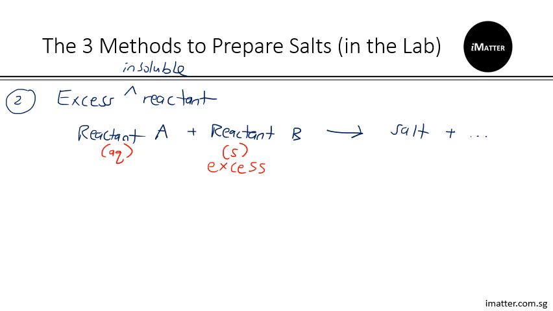Now, how about your salt? In this particular case, your salt is expected to be a soluble salt. So whenever you're asked to prepare a particular salt, always ask yourself, is your product soluble in water? If it is not, then obviously you cannot use this method of excess reactant. In this whole reaction, the only insoluble compound will be one of your reactants. Now let's look at an example.